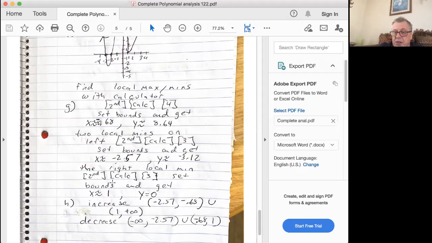So we increase from the first local minimum to the local maximum, and then we increase again from the next local minimum to infinity. We decrease from negative infinity to the first local minimum, and then we decrease again from the local maximum to the next minimum.